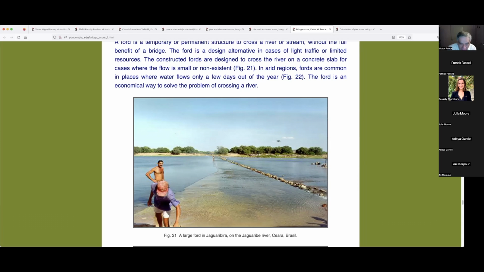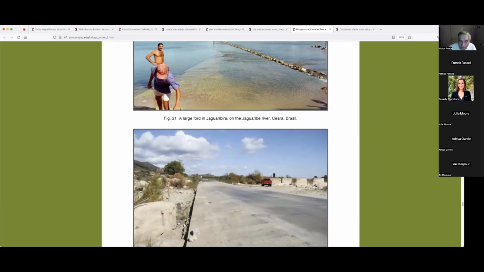This is on the Yaguaribe River. There is a town on the Yaguaribe River in Ceará. I was studying droughts out there in Brazil, and went on a field trip to examine the field situation and ran into this ford. That was in 1993.